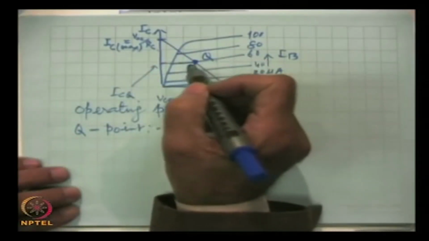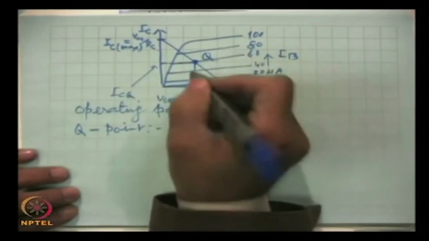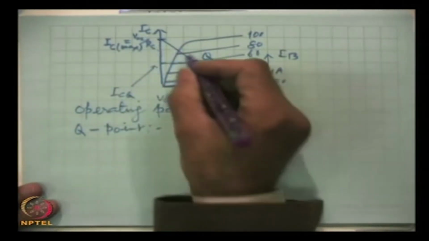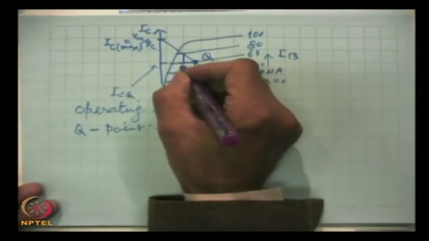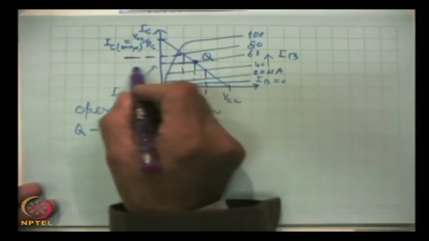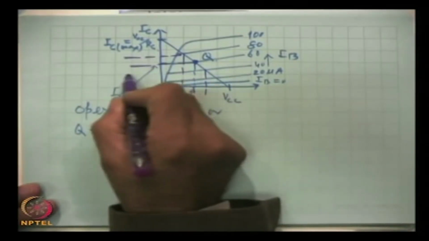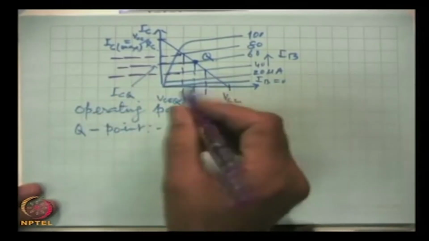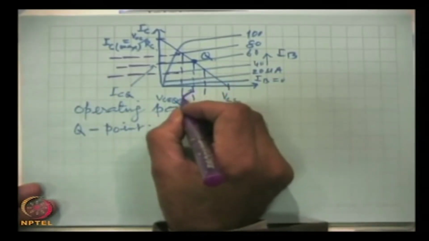Now, when we apply the AC signal, then the currents and voltages will vary. For example, here this is the applied signal.